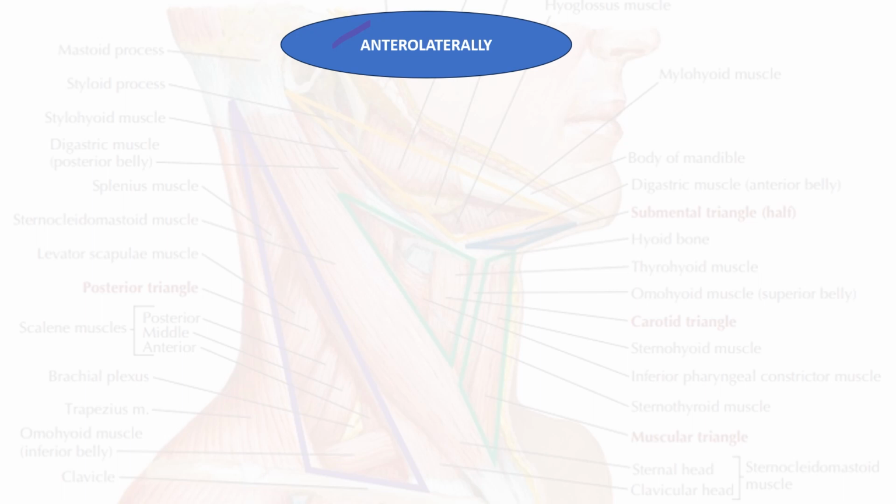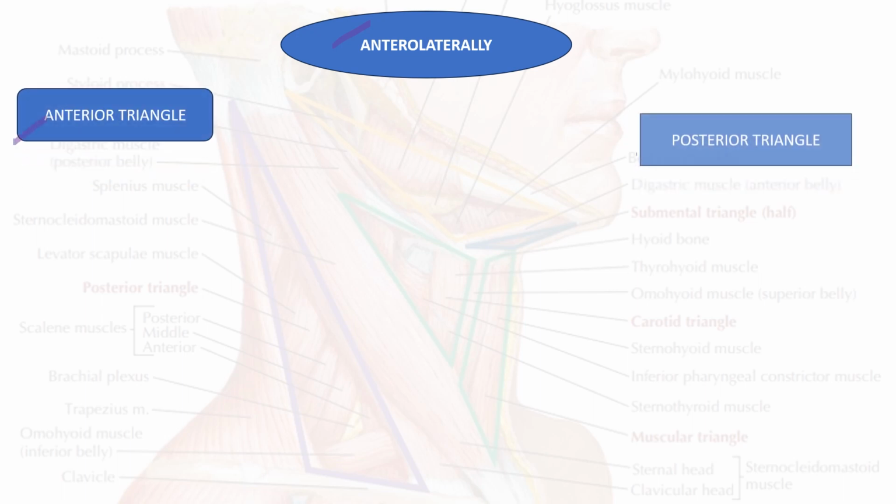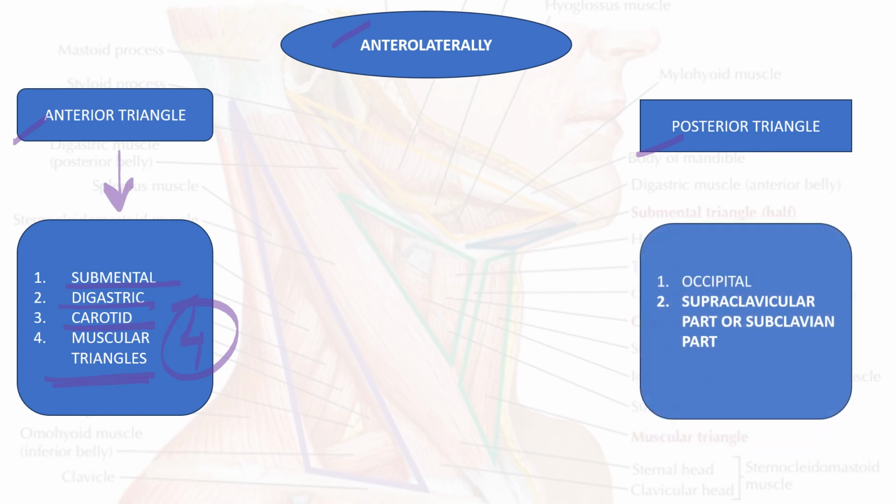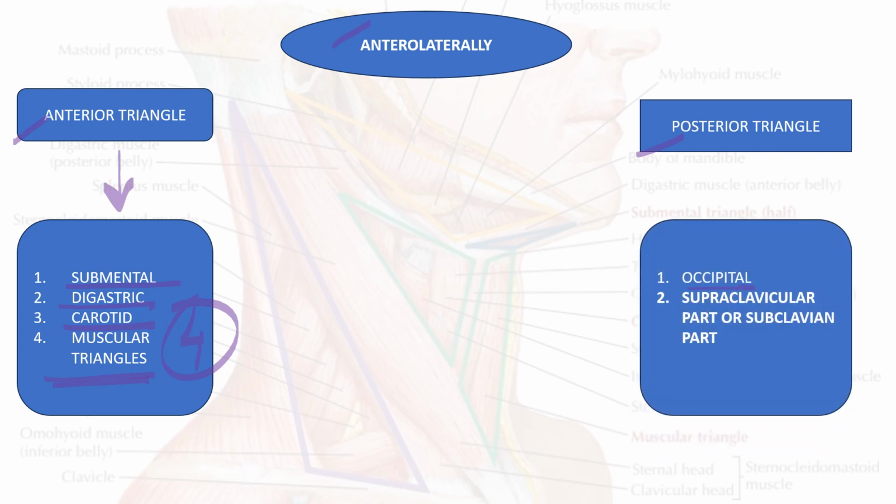The anterolateral surface, the same one came again, children, this is revision. Divided into anterior triangle and the posterior triangle. The anterior triangle is again divided into 4 triangles: submental, digastric, carotid and muscular triangles. We will discuss these 4 triangles in this video. Posterior triangle is next divided into occipital and supraclavicular triangles. For this you have to watch my second video of the neck.